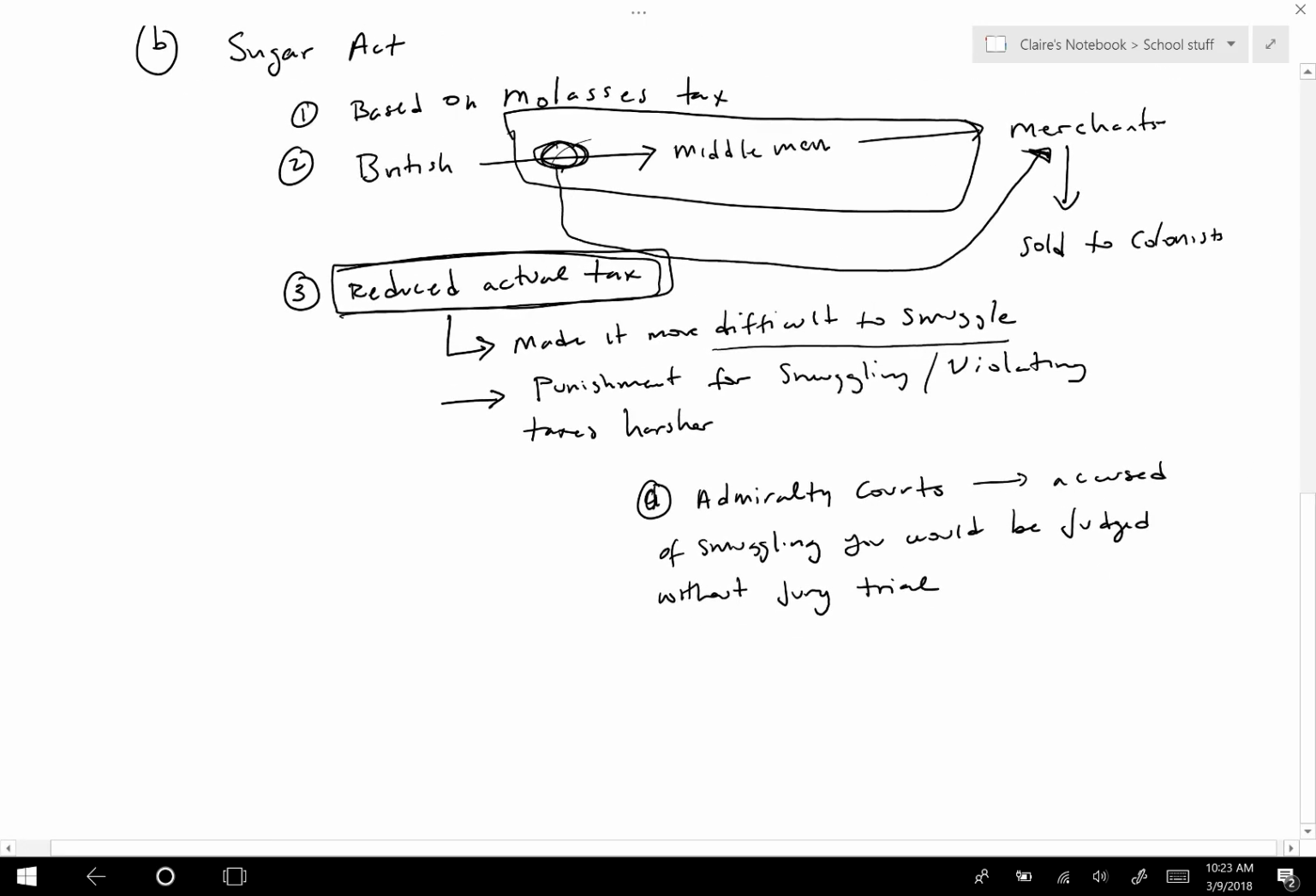I'm putting here, like I said, the other thing that made the Sugar Act even worse in the merchants' eyes was the Revenue Act that also took place, which is the same thing, all about creating a middleman.